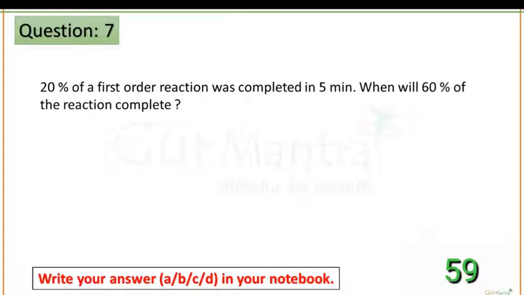20% of a first order reaction was completed in 5 minutes. When will 60% of the reaction be completed? So guys, this question is based on your interval formula. This is the hint for you.